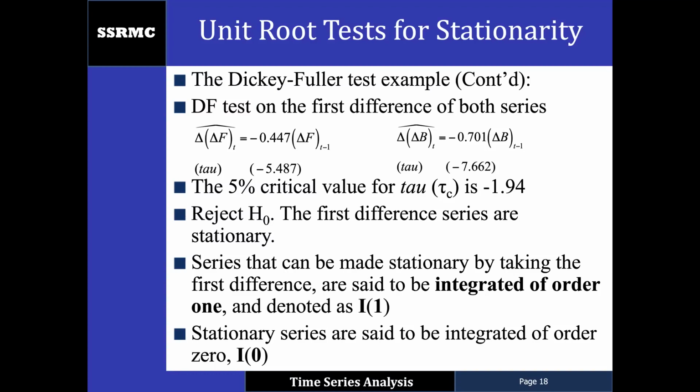So it's time for us to introduce another new term. If a series can be made stationary by taking the first difference, we will say that this series is integrated of order 1 and the notation is I(1). So if somebody tells you, oh, this variable is I(1), that's a fancy way to say the original variable is not stationary. But after taking the first difference, the first difference variable is stationary. And stationary series are said to be integrated of order 0, or I(0).